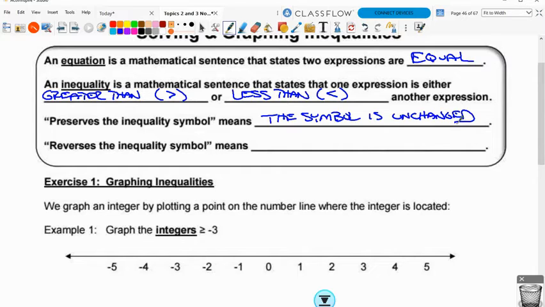But when we say reverses the inequality symbol, that means that the symbol changes to the opposite symbol. So if it was greater than, it would switch to less than, and vice versa. Reverses the inequality symbol, the symbol will change to the opposite symbol.